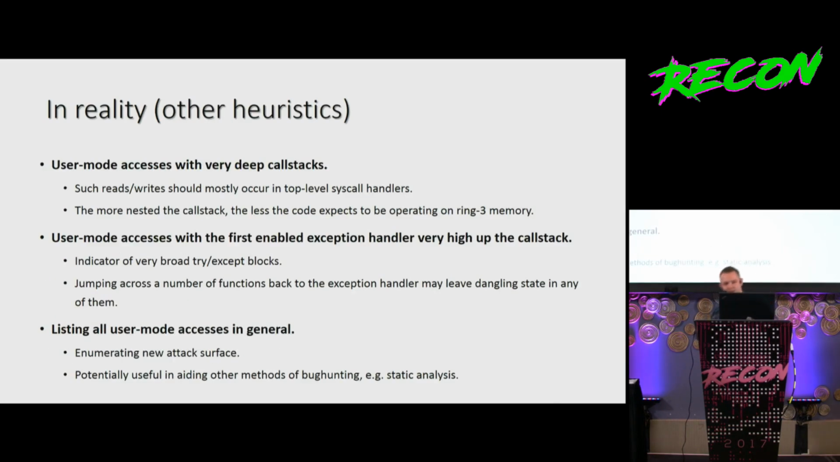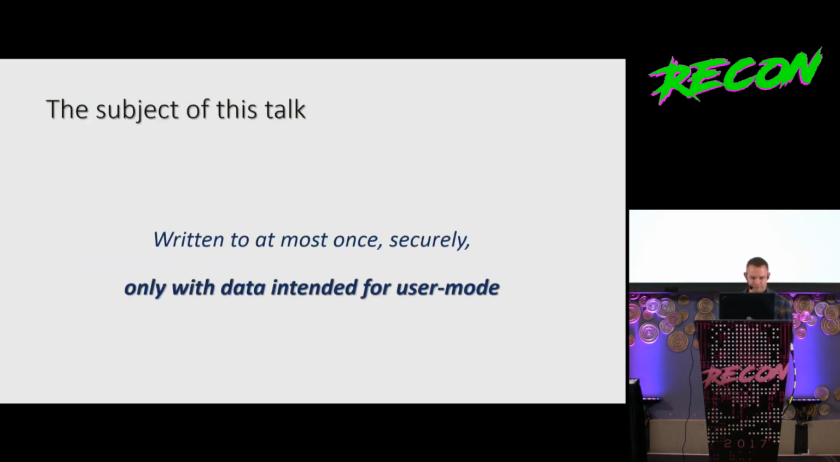And there are some other heuristics that you can use using system instrumentation. So, for example, you can look for user mode accesses with very deep call stacks, which may indicate that the code doesn't realize that it's really operating on a user mode pointer. You can search for user mode accesses with the first enabled exception handler being very high up the call stack, which means that any exception generated at this time would skip over a lot of functions, and this could leave some dangling state or something like this. Or you could just list all user mode accesses in general, for example, enumerating new attack surface.